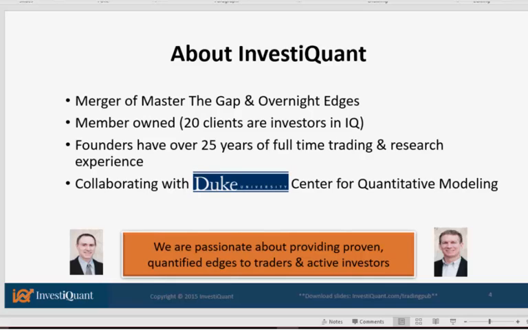I've been trading since 2001 on a full-time basis. Scott has been doing it for about 10 years, so between the two of us, about 25 years of full-time trading and research. And one of our board members at InvestiQuant actually is the head of the Duke University Center for Quantitative Modeling, and they've done a lot of heavy-duty quant work for us on evaluating many of the systems we have. So that's been real helpful for us as well, and creates some real interesting information.